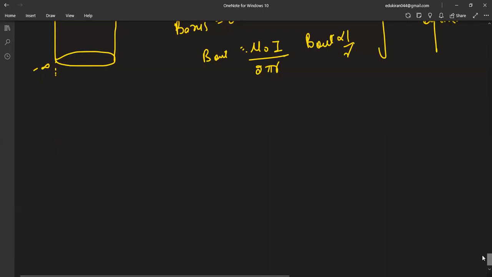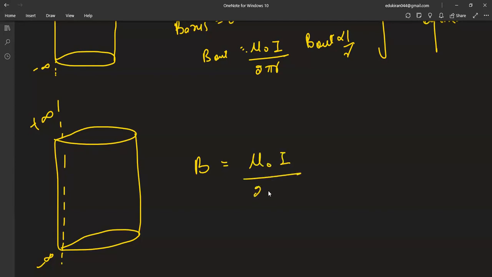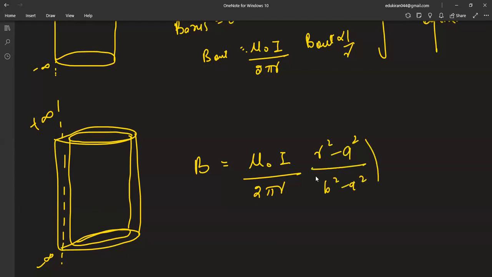Then comes your hollow cylinder. The formula of the hollow cylinder is a little tricky. Hollow cylinder means again the cylinder is present and the edges extend from plus infinity to minus infinity. The formula is a little lengthier, so keep this in mind. The magnetic field is mu naught I by 2 pi r, which is easy till here. Hollow means it is empty from inside, so a hollow concavity is present, sort of concentric type. So it is mu naught I by 2 pi r times (r square minus a square) by (b square minus a square). a and b are the radii.